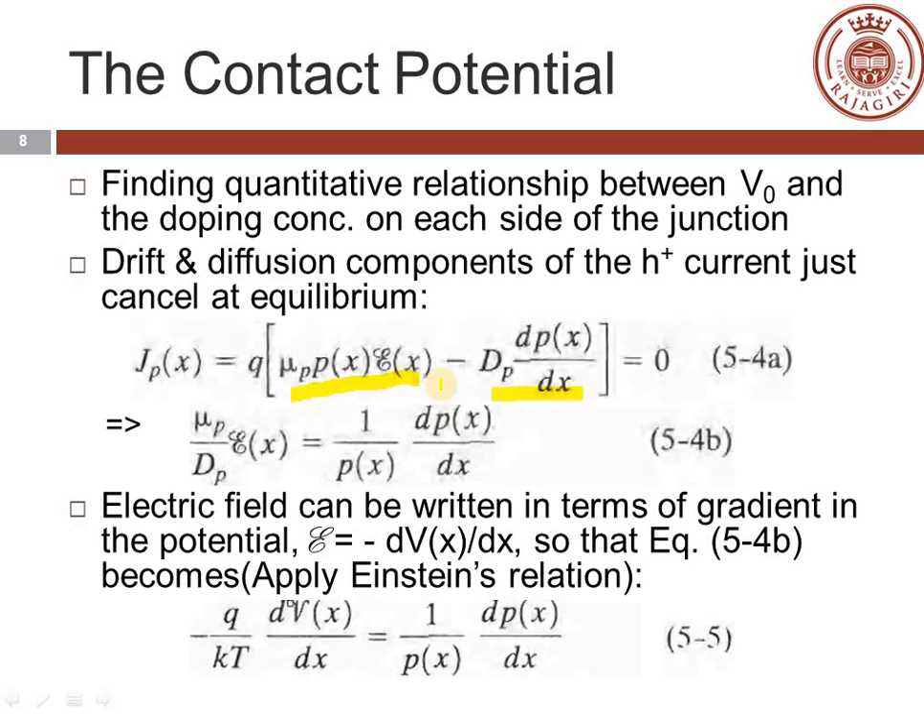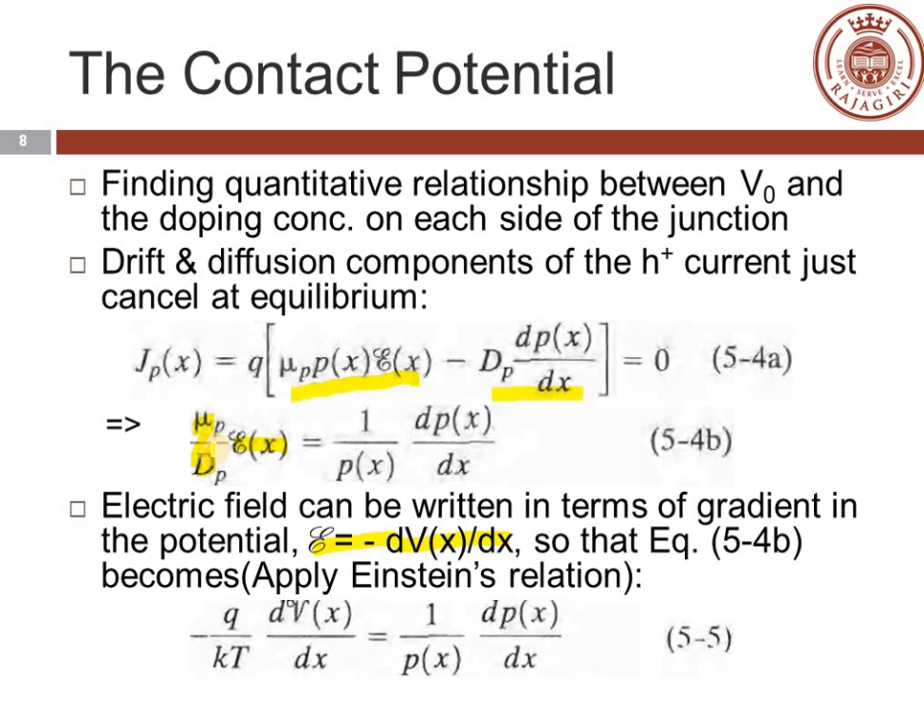So here, in equation 5b, instead of E(x) we have substituted E = −dV/dx. Then, according to the Einstein relation that we have studied in the second module, D/μ = kT/q, so instead of μp/Dp you can write it as q/kT. Then you will get equation 5.